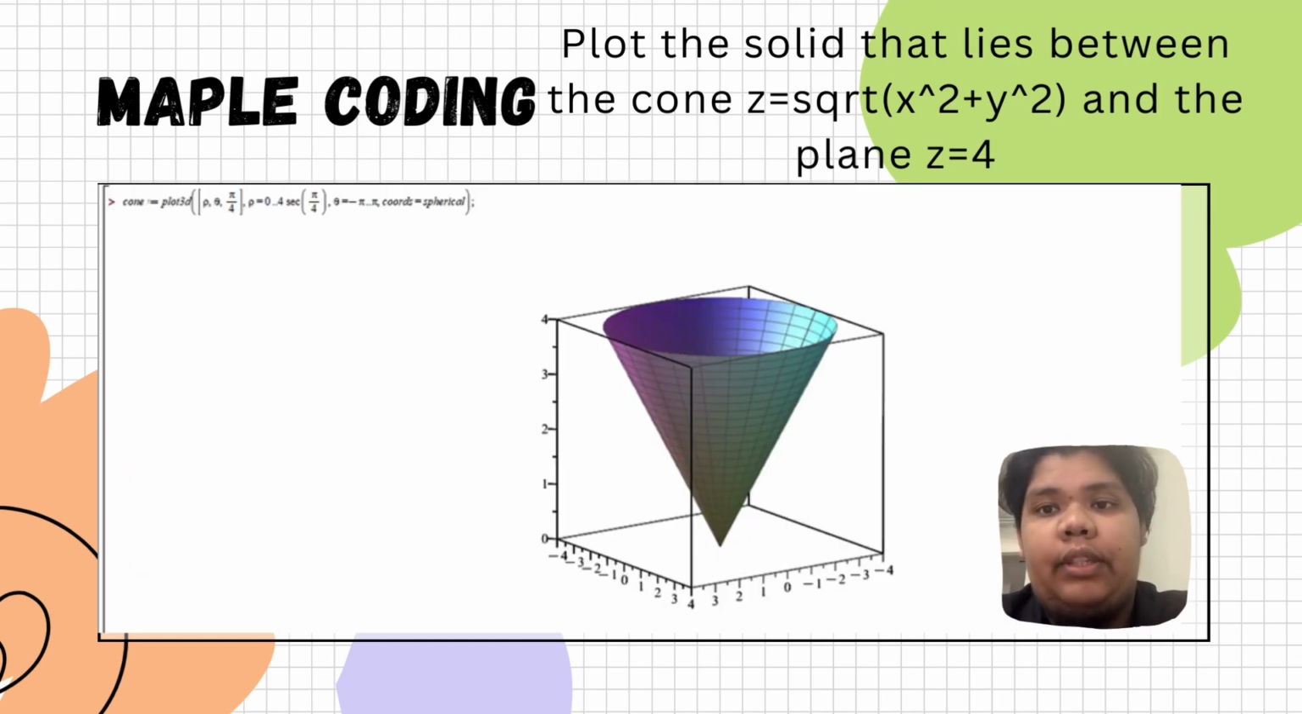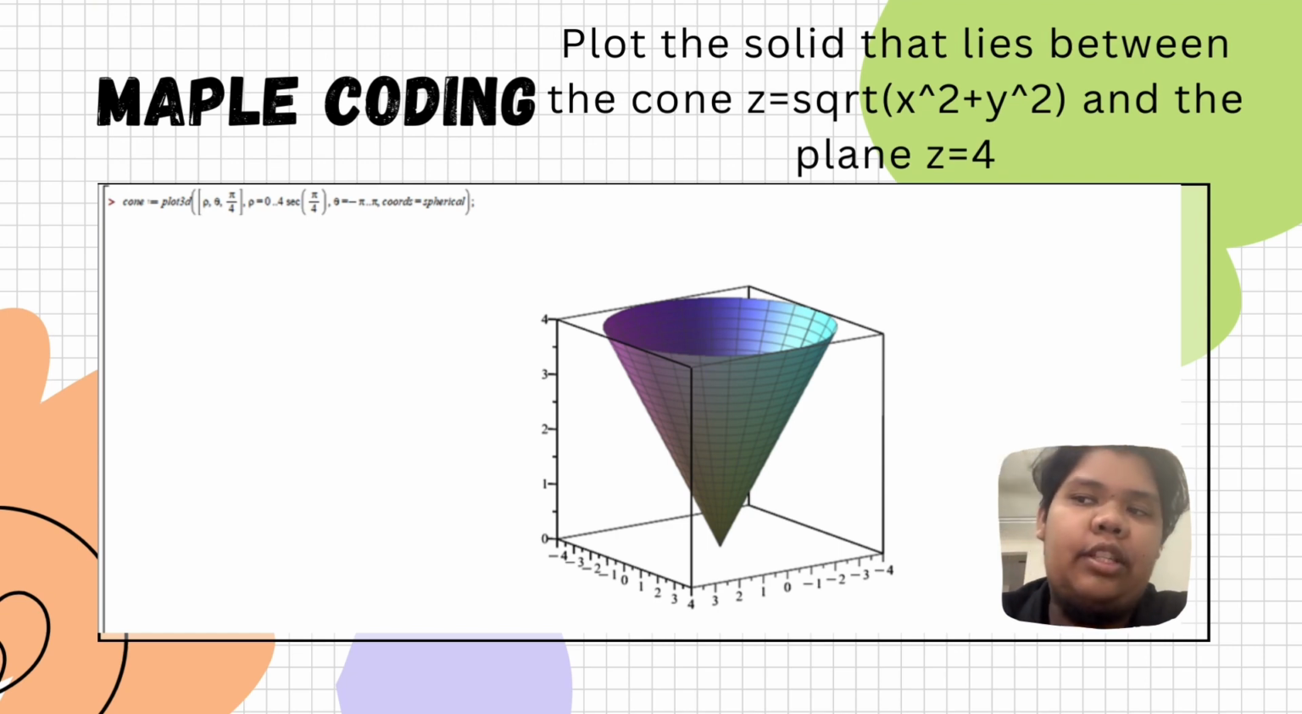So after we get the shape, we continue to find the cone. Using the command plot 3D, which is rho, theta, pi over 4, where the range for rho is 0 to 4 sec pi over 4, and the range of theta is negative pi to pi, and coords is equal to spherical. And we enter, we get the shape. This is like the cone shape.